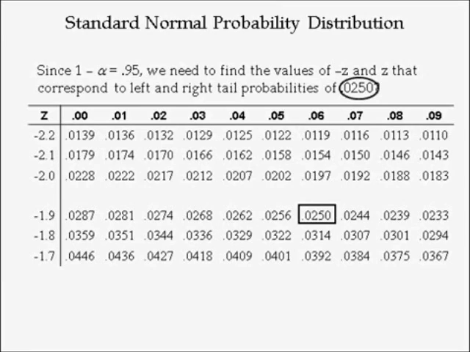Because the population standard deviation is known, and we have a sample size of 36, and the population is not highly skewed, we can use the standard normal table. So we locate 0.0250 in the standard normal table, which is in row negative 1.9 and column .06.